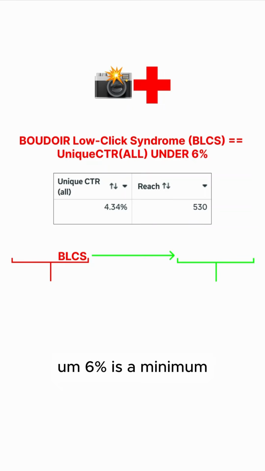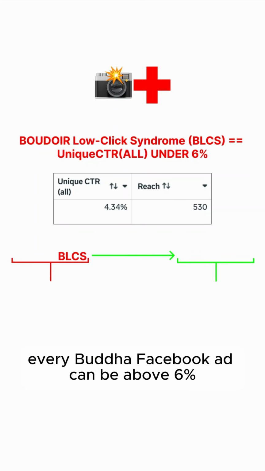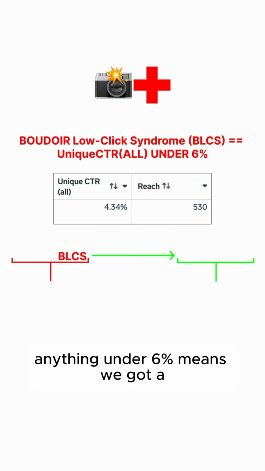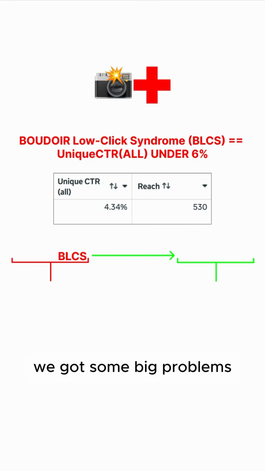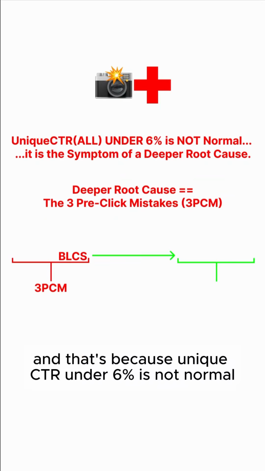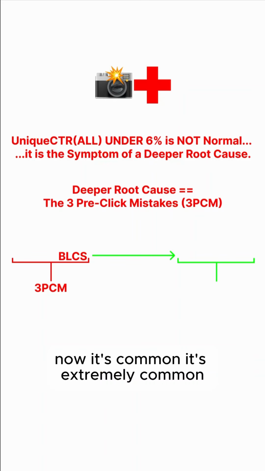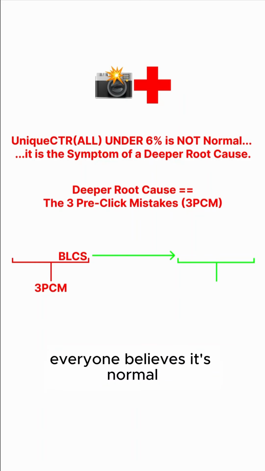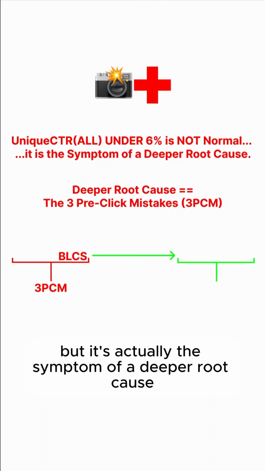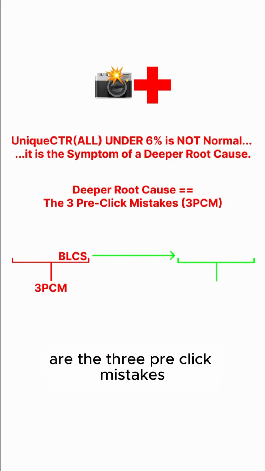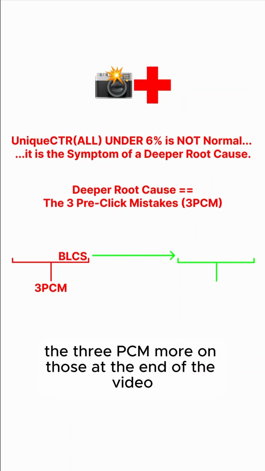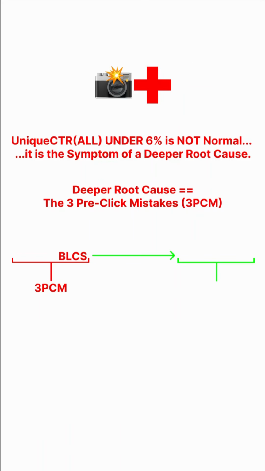6% is the minimum. Every boudoir Facebook ad can be above 6%. Anything under 6% means we got some big problems, and that's because unique CTR under 6% is not normal. It's actually the symptom of a deeper root cause. Now it's common, it's extremely common. Everyone believes it's normal, but it's actually a symptom of a deeper root cause. And those deeper root causes are the 3 pre-click mistakes, the 3 PCM. More on those at the end of the video.